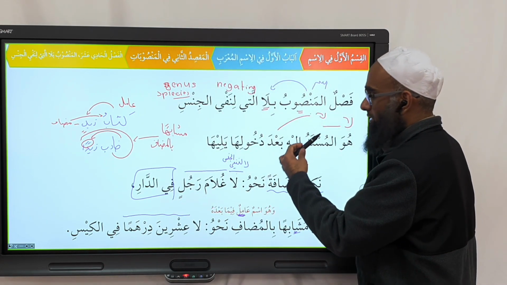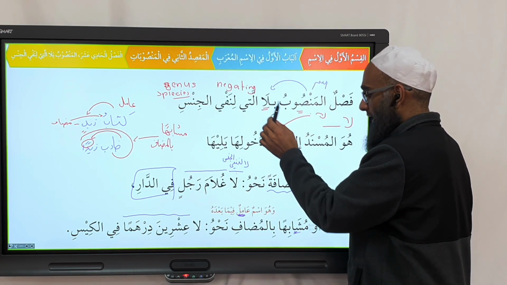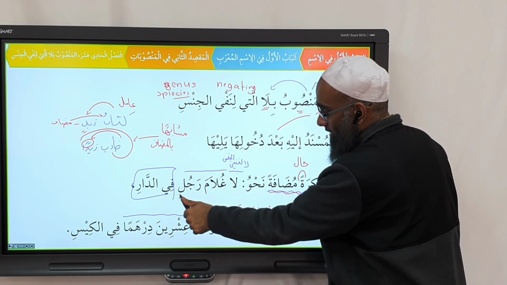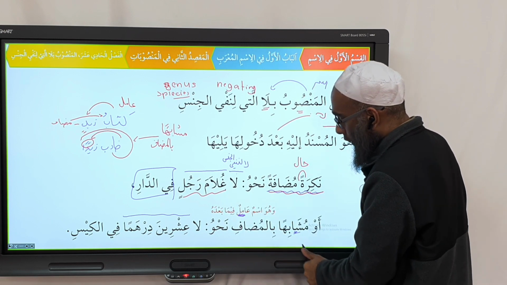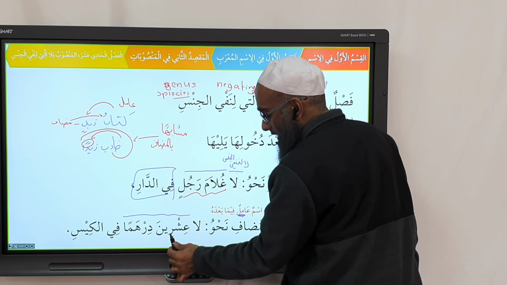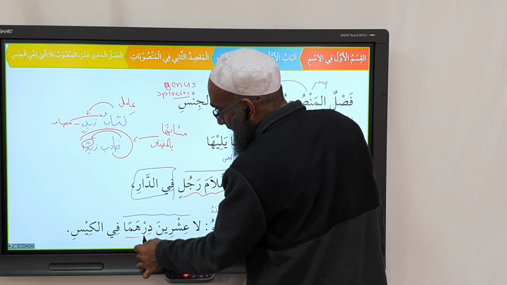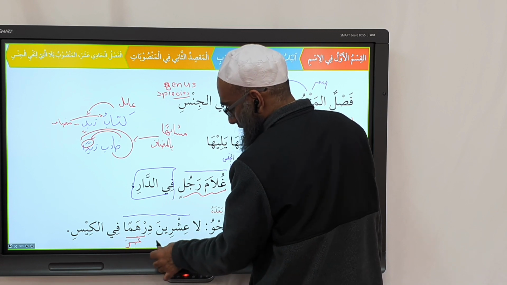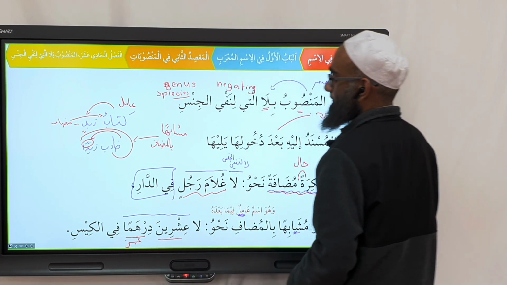So, back to the original mas'ala, the mansub of la, the ism of la, can either be a nakira on its own, la ghulama rajulin, mudaf mudaf ilayh, or it can be a mushabih bil mudaf, la ishrina dirhaman. Ishrina is making dirhaman tamyiz. So this is making it ma'mul. So therefore this is mushabih bil mudaf. Correct?